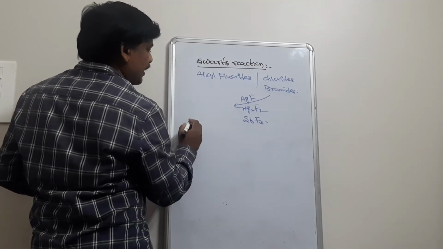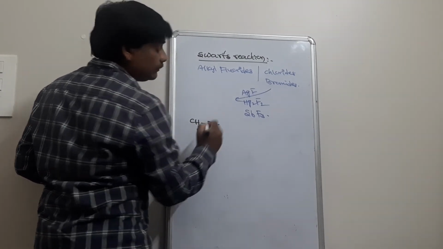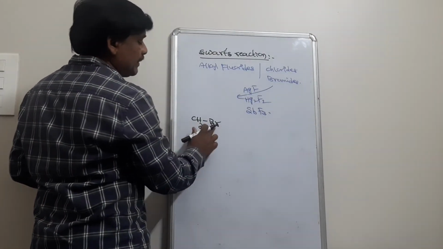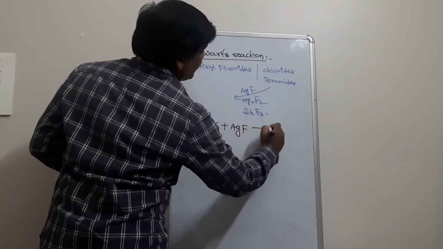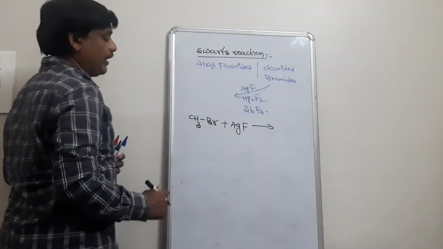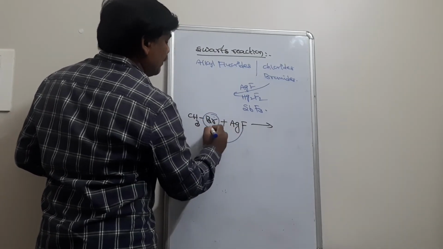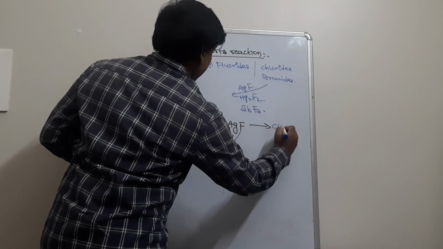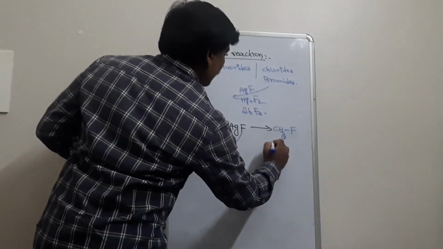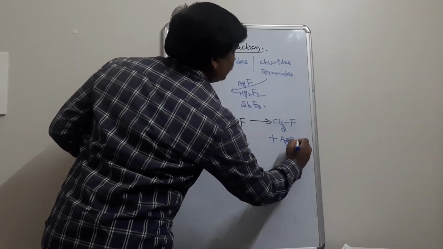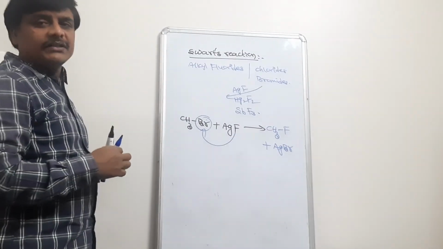For example, take CH3Br, that is methyl bromide. It is reacted with AgF, that is metal fluoride, silver fluoride. Then what happens here? The bromide ion is replaced by fluorine. So we get CH3F, that is methyl fluoride, plus AgBr. This reaction is known as the Swarts reaction.